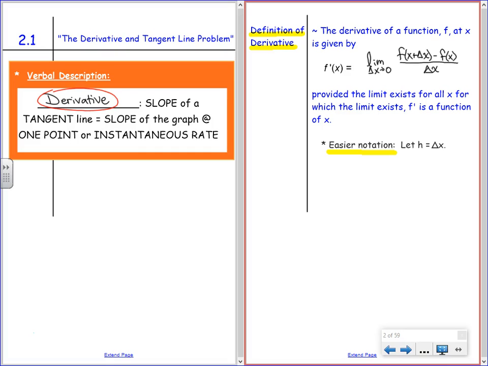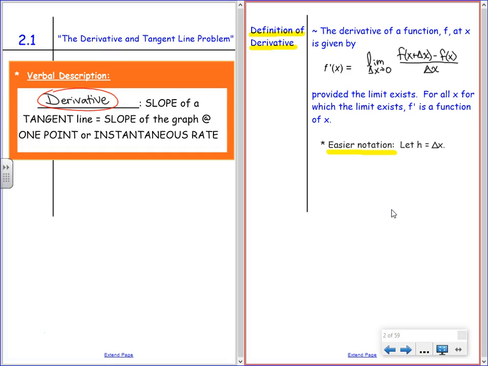Ooh, there should be a period. And some of you are like, wait, what? There we go. Provided the limit exists. If the limit doesn't exist, the derivative doesn't exist, so therefore there is no slope? Interesting, we'll talk about that, probably tomorrow though. For all x for which the limit exists, f prime, remember f apostrophe we talked about in our summer package just a little bit, f prime is a function of x. Now this easier notation down below, what is it meant to do?